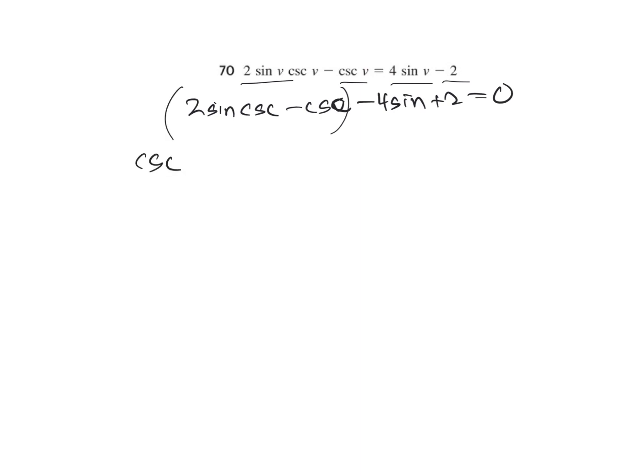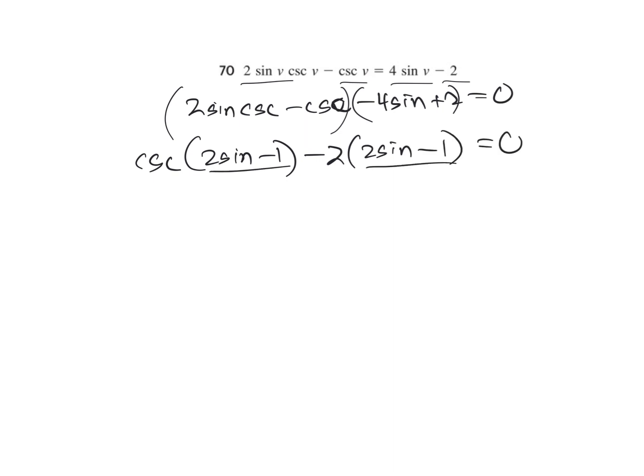Again, there's 1, 2, 3, 4. They're on different sides, but I think it would help if we put everything on one side to have 4 terms. So you've covered a lot of different types of factoring. Minus 4 sine plus 2 equals 0. So factor the first one. Let's take a cosecant out. We get 2 sine minus 1. And we factor out a negative 2 here, and we get 2 sine minus 1.